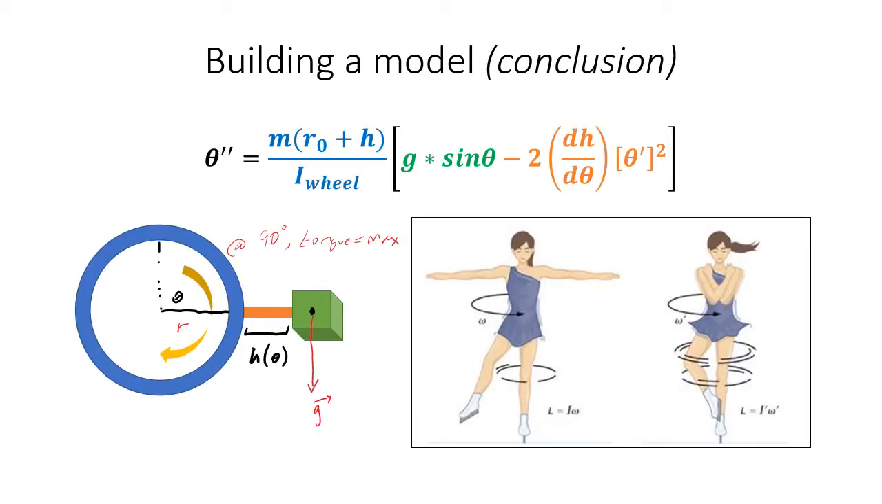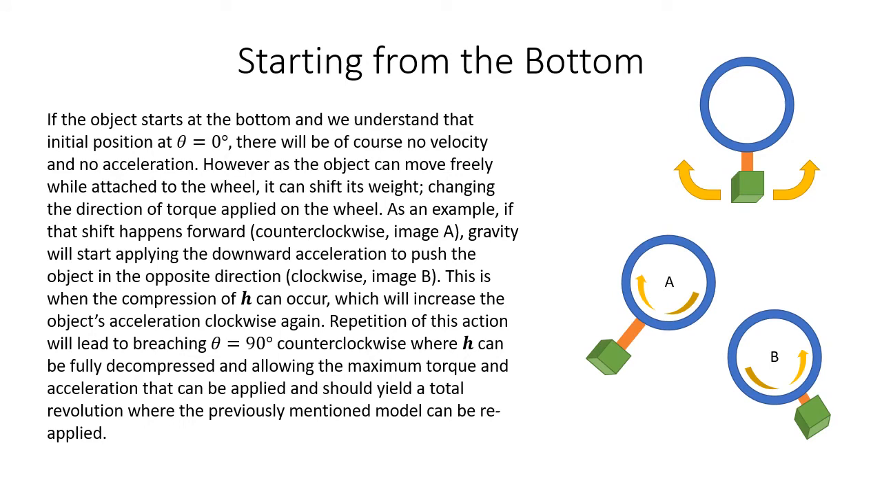And just to conclude the building of our model, what you see in blue are the constants. G sine of theta in green accounts for when torque and acceleration are at its max, and the expression that you see in orange accounts for the ice skater effect, where h will compress with respect to theta and increase the acceleration.